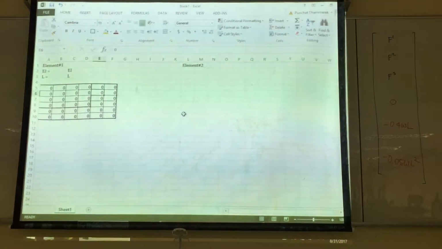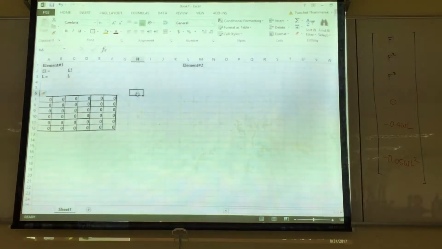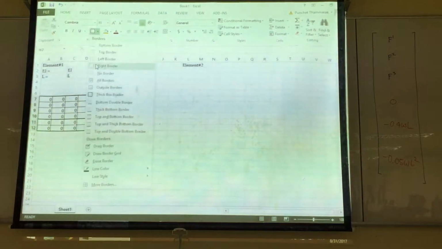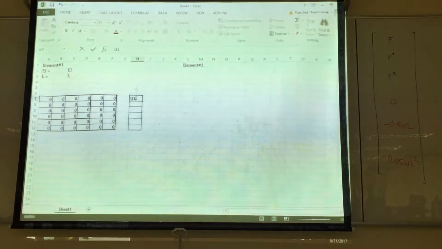Okay. So this column is associated with U1, U2, U3, U4, U5, U6. Okay. U1, U6, right?